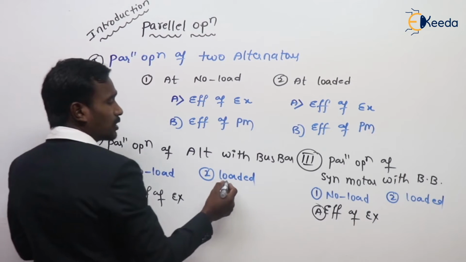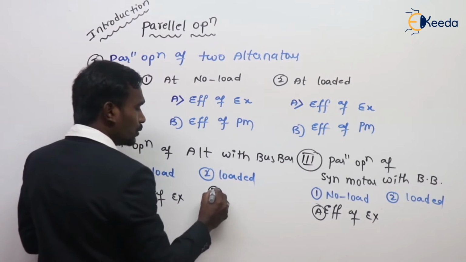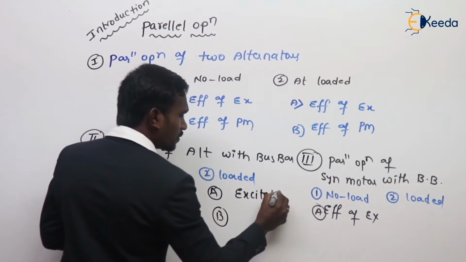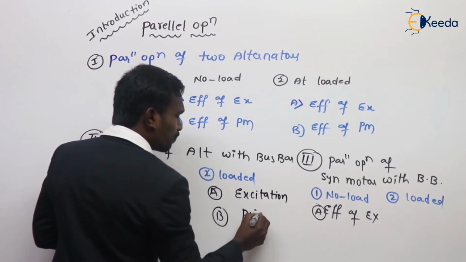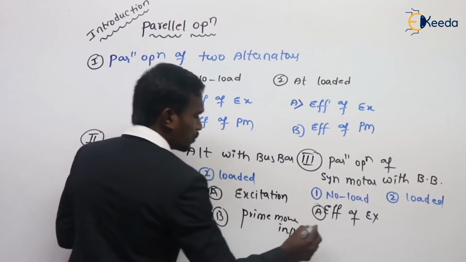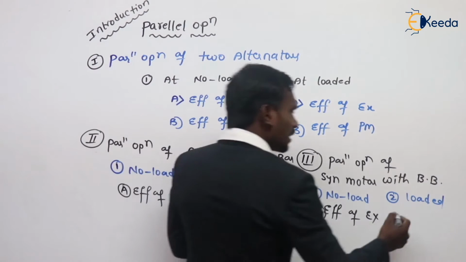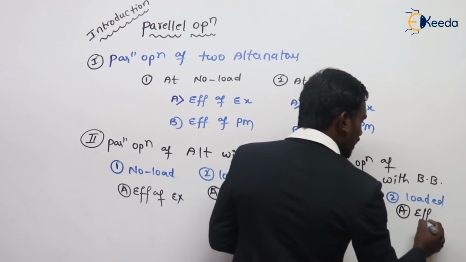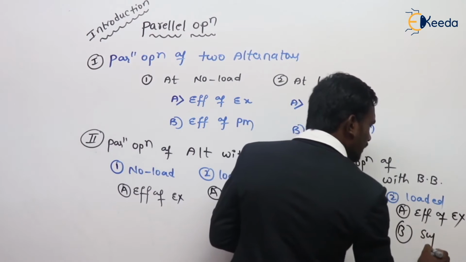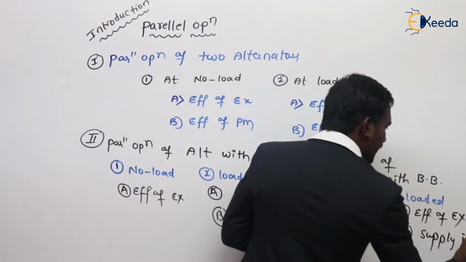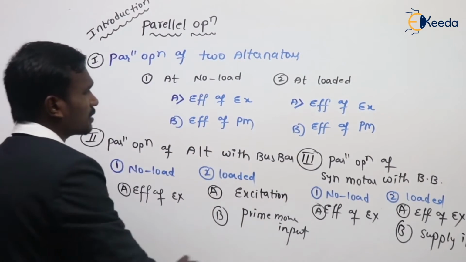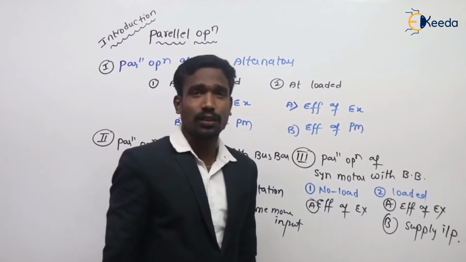But here at loaded condition, we have two topics, effect of excitation and effect of prime mover input. And here also we have two topics, effect of excitation and effect of supply input. These are the topics in our parallel operation.